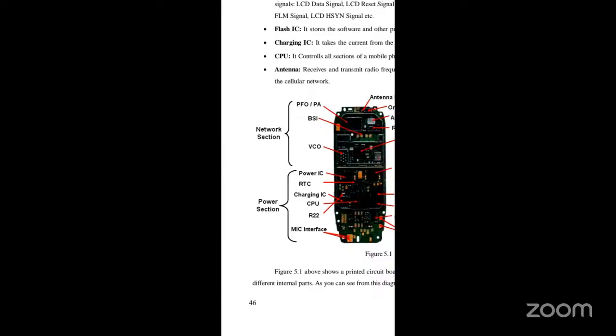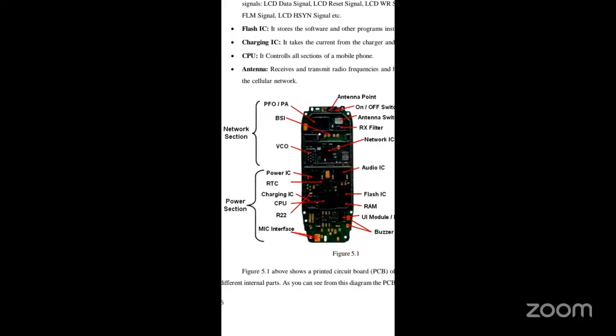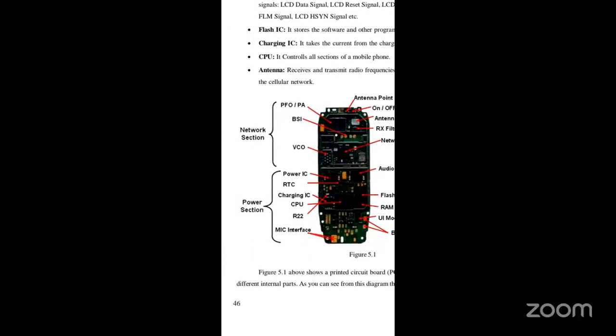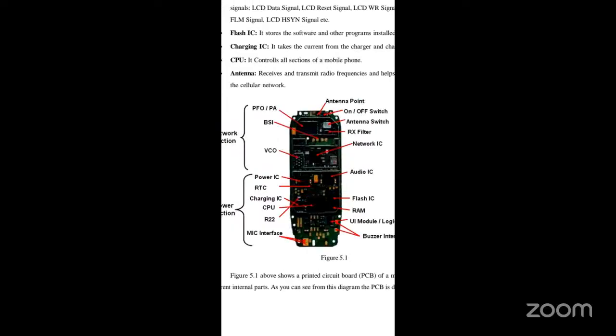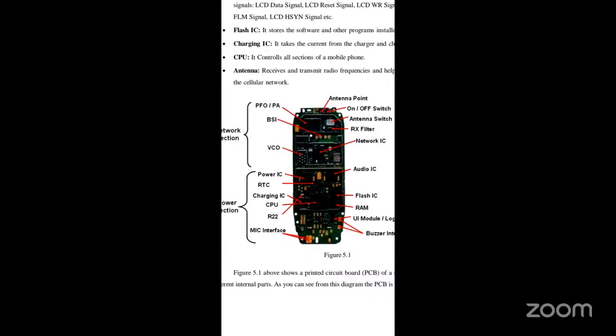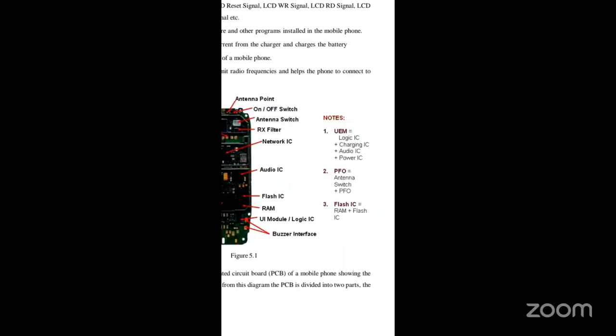So this figure above shows a printed circuit board of a mobile phone showing the different internal parts. As you can see from this diagram, the PCB is divided into two parts, the above part and the below part. Integrated chips, we have three types as shown in the figure, and the PCB is divided mainly into two parts. Is it clear, students?